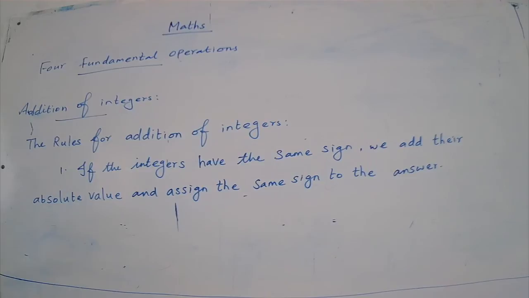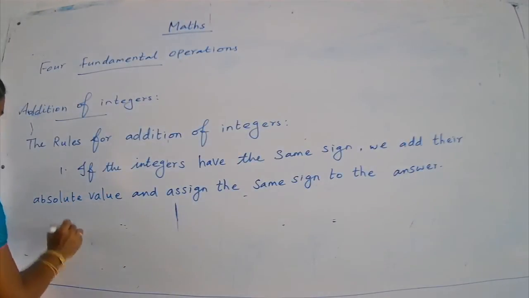If the integers have the same sign, we add the absolute value and assign the same sign to the answer. That is the first rule.